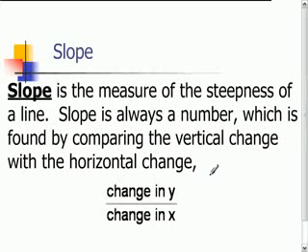Okay, this video covers slope. Slope is the measure of the steepness of a line. Slope is always a number, which is found by comparing the vertical change with the horizontal change. So we refer to it as the change in y over the change in x.